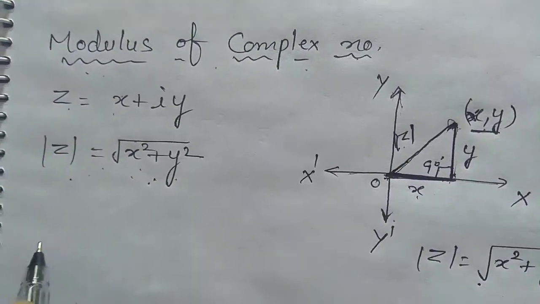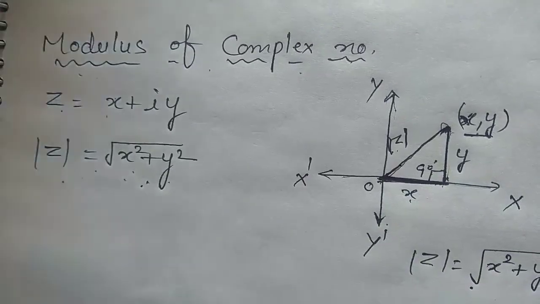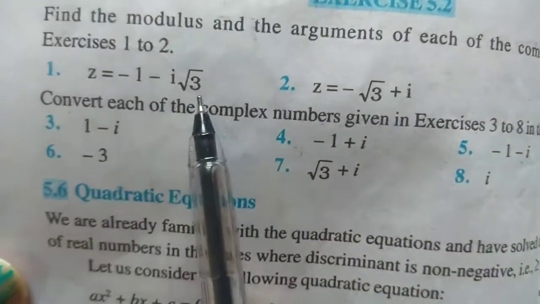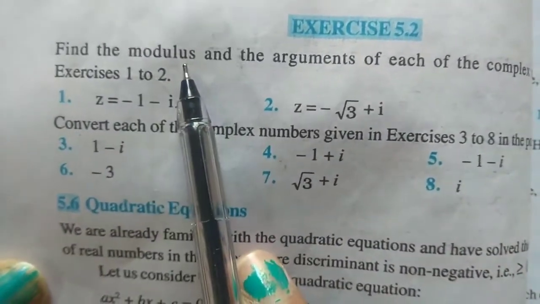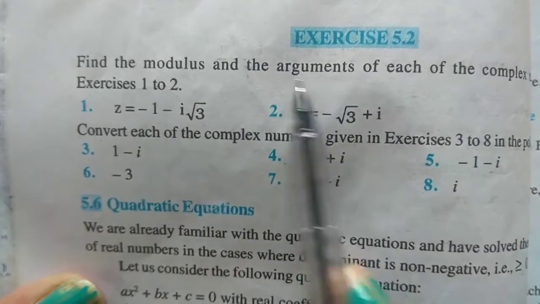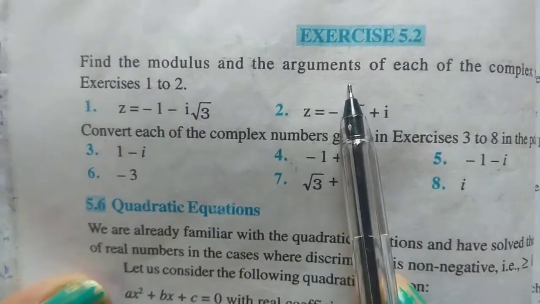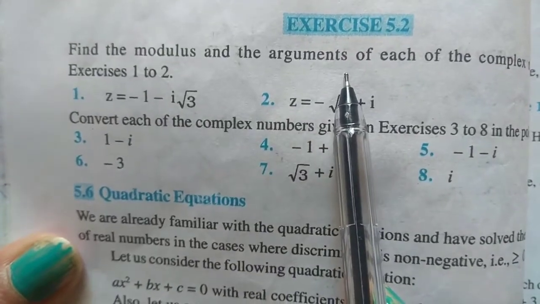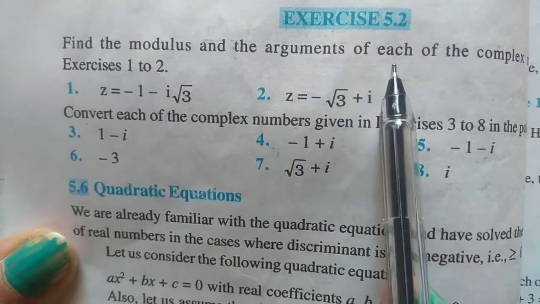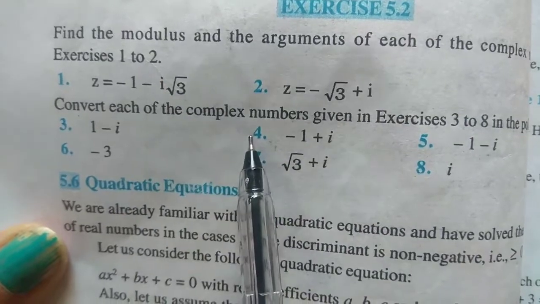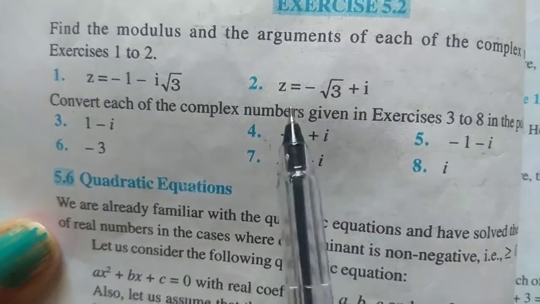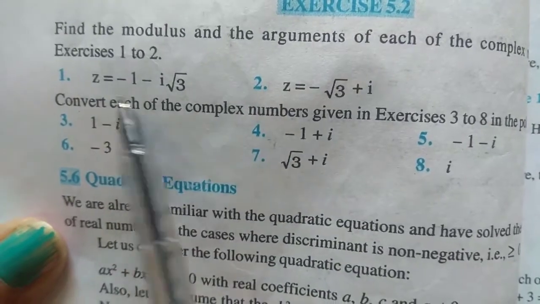So look at exercise 5.2, question number 1: z is equal to minus 1 minus iota root 3. We have to find the modulus and argument. We will discuss argument later, because for finding the argument we have to use trigonometry, the third chapter. So we will discuss this question and the second question later. We will do polar form in the next video when we do trigonometry. So I am doing just the modulus.